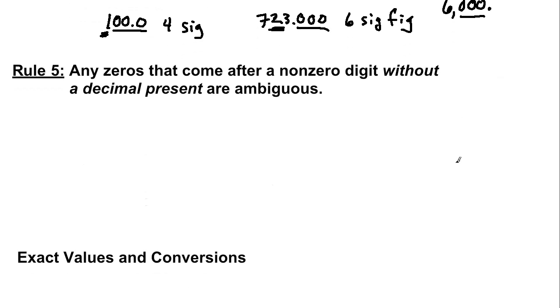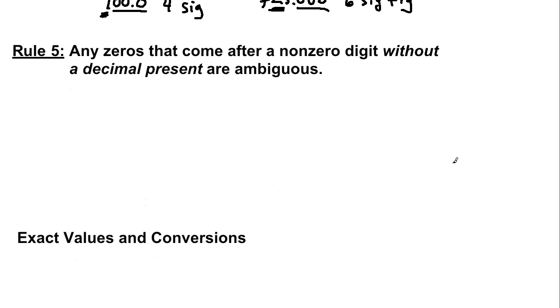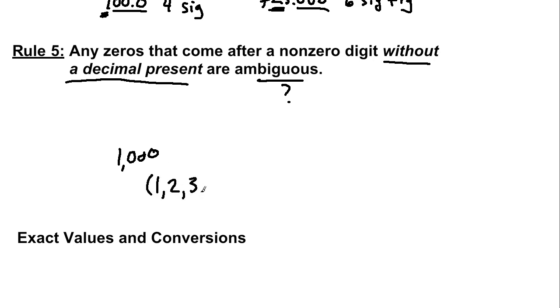Now, the decimal is important because in Rule 5, any zeros that come after a non-zero digit without a decimal present are ambiguous. So this is the rule in which we're not going to have a clear determination. So if you say something like 1,000 and there's no decimal point, okay, this would have at least 1 sig fig. It could be 2, it could be 3, or it could be 4. We know it's at least 1, but it could be 2, 3, or 4.